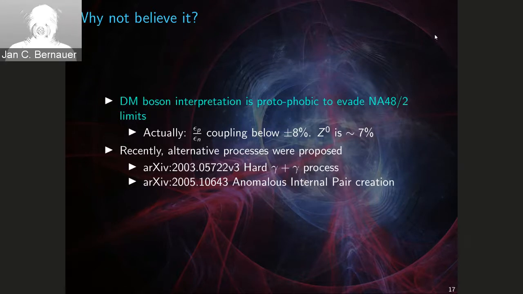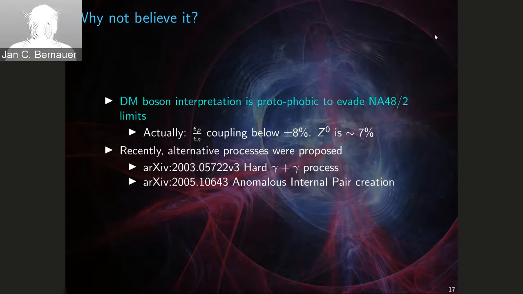And recently, there are two papers on the arXiv which explain at least the beryllium-8 in a different way. The first one essentially assumes a hard gamma-gamma scattering process, so light-by-light scattering or something like this, and they actually say that they will not say anything about helium-4 in their paper.